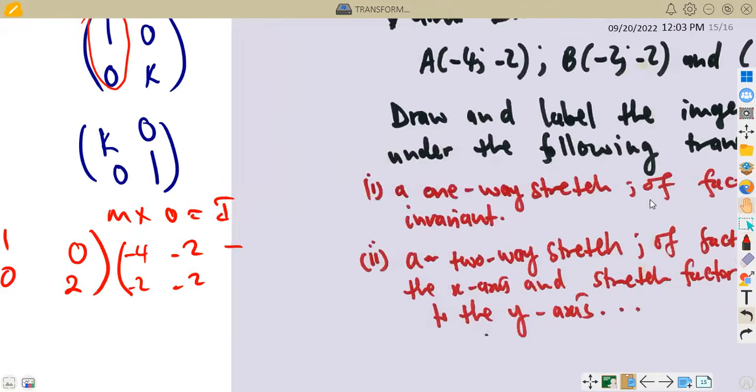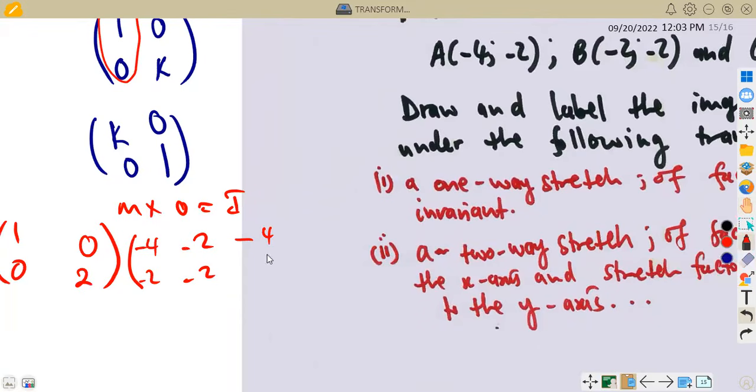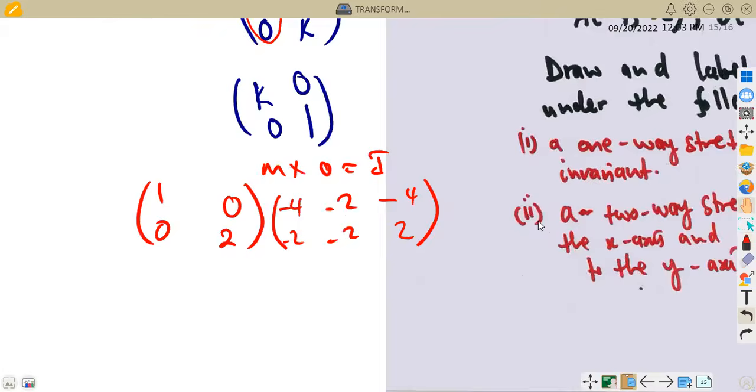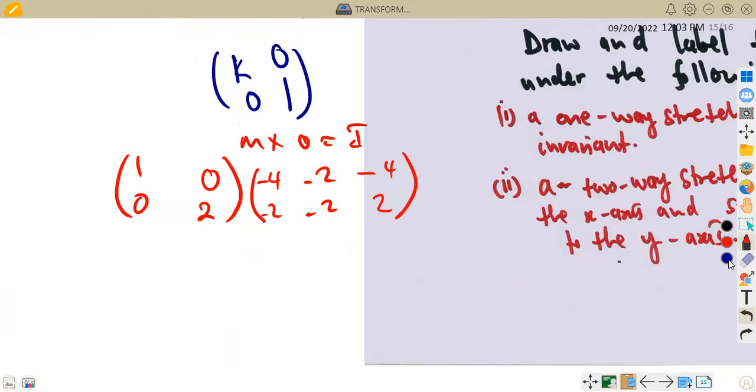This is negative 4, 2. All right, so that's negative 4, 2. So this is your PQR. Oh, it's ABC actually. This is ABC. Okay, this is another question. So it's ABC. So I'm just going to name these points A, B, C.